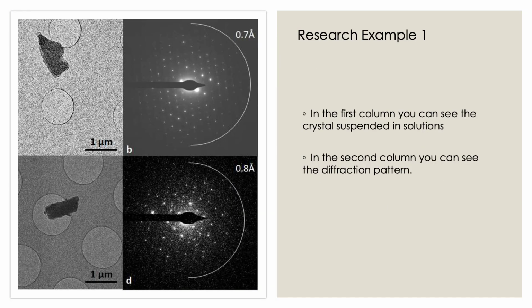In this first research example, researchers were looking at electron diffraction patterns of crystals. So in this specific study, they were using electron crystallography. The researchers were able to look at the diffraction pattern and assume crystal size by the pattern of diffraction. In the first column in the image, you can see the crystal suspended in the solution. In the second column, you can see the diffraction pattern that was seen, and the circle drawn around it was the researchers finding out the crystal size from the diffraction pattern.